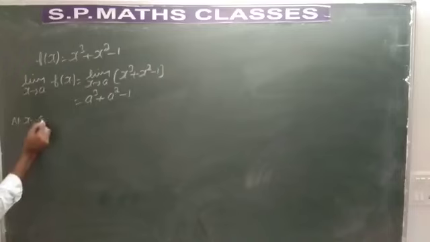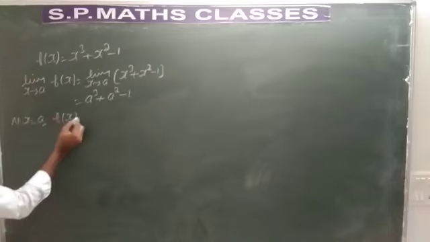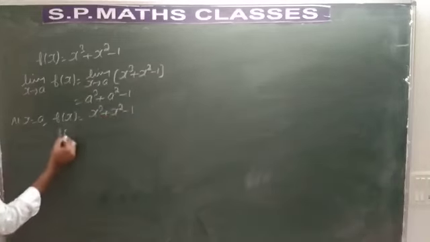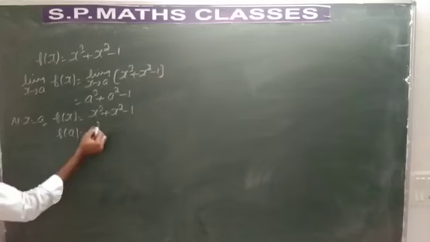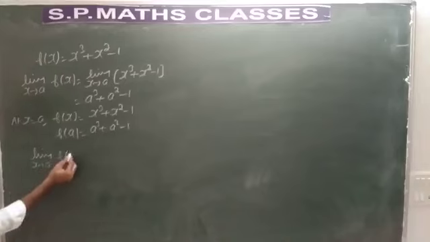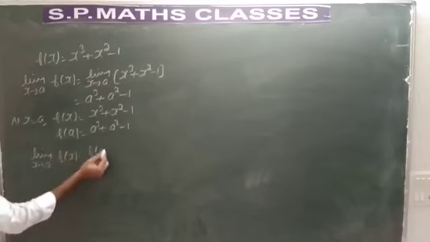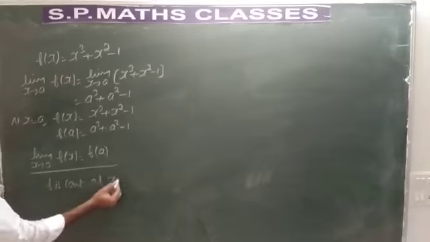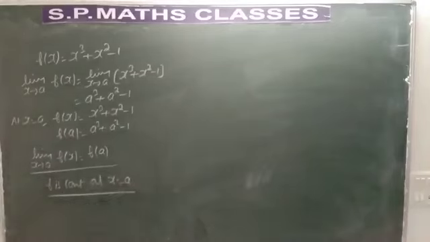At x equal to a, what is f of x? x cube plus x squared minus 1. f of a will be a cube plus a squared minus 1. Limit as x tends to a of f of x is equal to f of a. f is continuous at x equal to a. So I think you have understood, very simple. If you know the definition of continuity of a function, you can easily solve this problem.